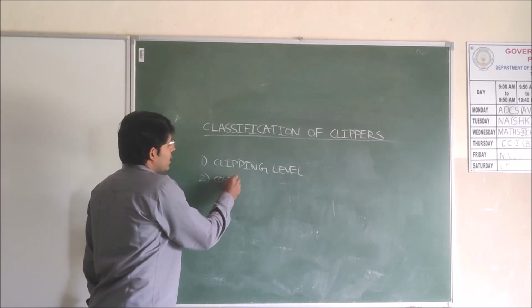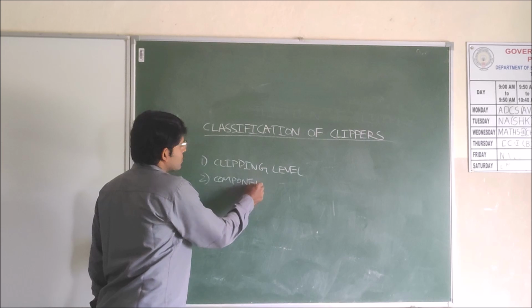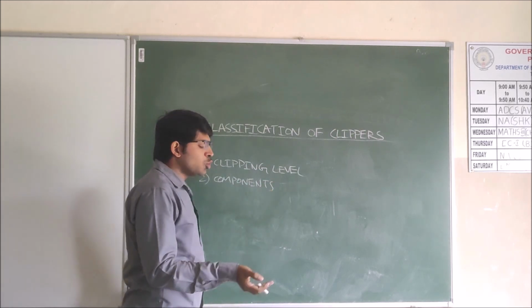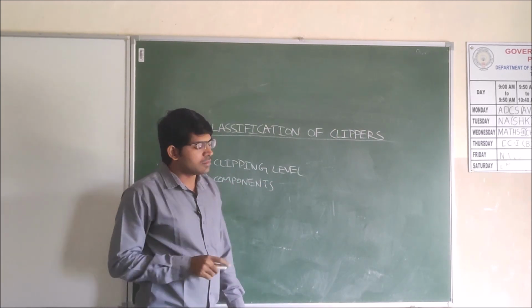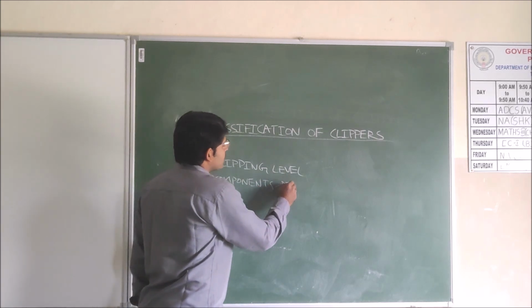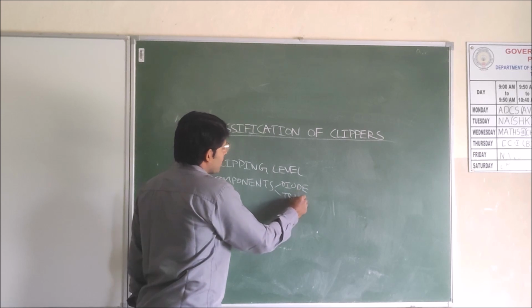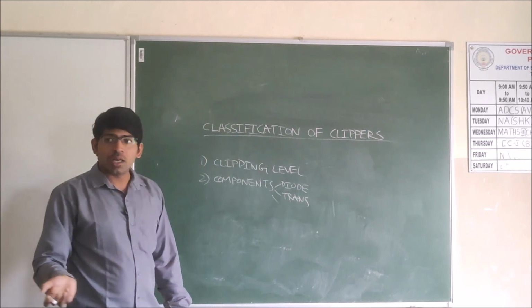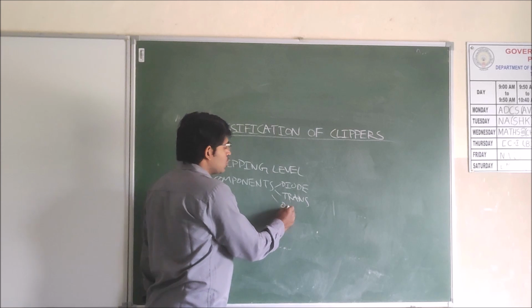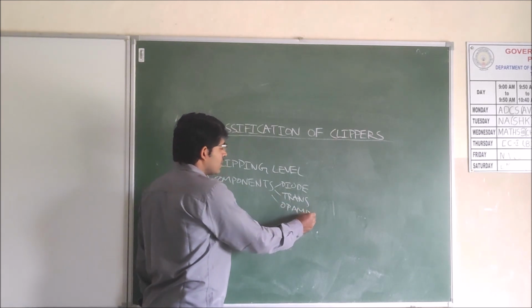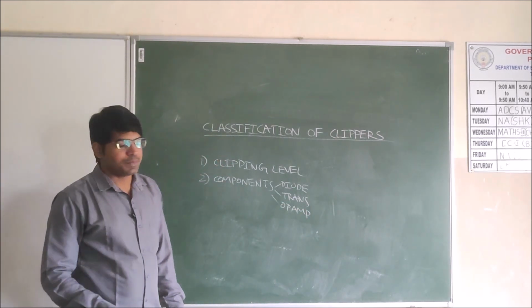And based on the components used: if we are using a diode for the clipping, then that is called a diode clipper. If we are using a transistor for clipping, then that is called a transistor clipper. If we are using an op-amp for clipping, then that is called an op-amp clipper.